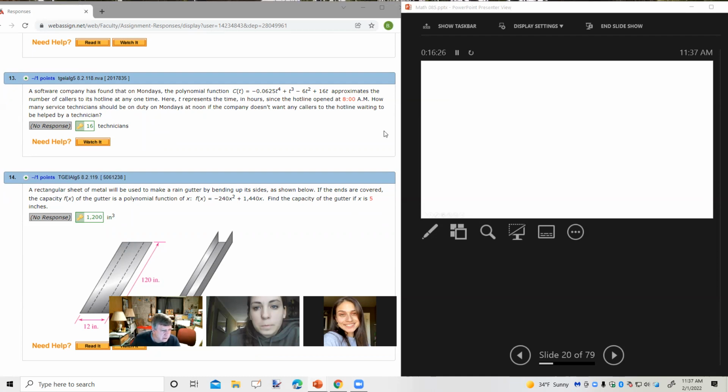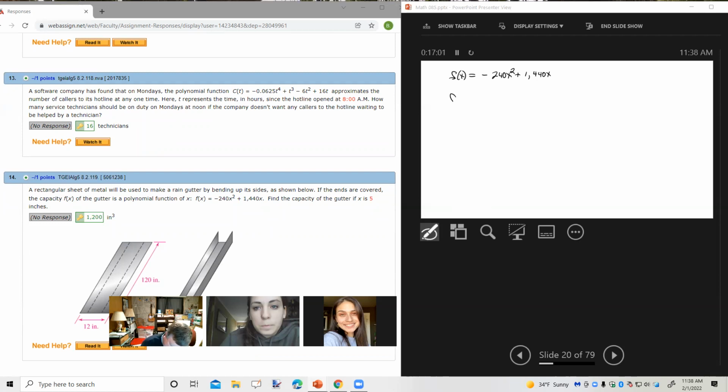A rectangular sheet of metal will be used to make a rain gutter by bending up its sides as shown below. If the ends are covered, the capacity f of x of the gutter, in other words, how much it will hold, is the polynomial function of x. F of x equals negative 240x squared plus 1440x. Find the capacity of the gutter if x is 5 inches.